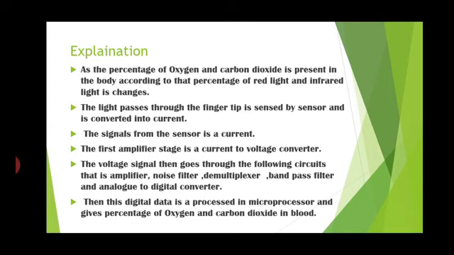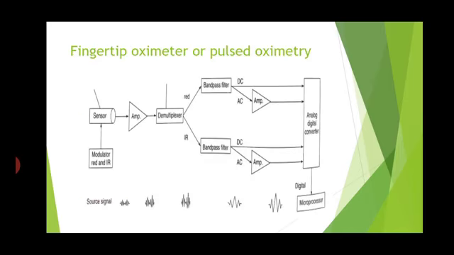The voltage signal then goes through the following circuits: an amplifier, noise filter, demultiplexer, band pass filter, and analog to digital converter. Then this digital data is processed in a microprocessor and gives the percentage of oxygen and carbon dioxide in blood. So this is the explanation for the fingertip oximetry.